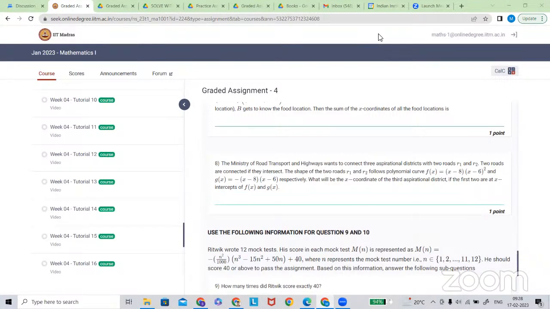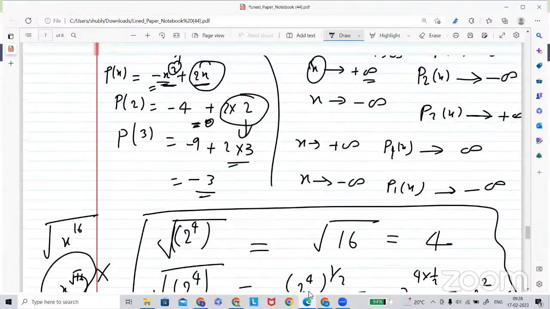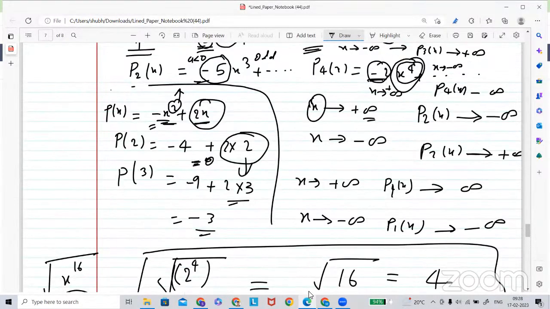Yeah, make your summary. Like what we discussed here, a small summary. This is one important thing, drawing the graph of the polynomial. This is very important. So make a small summary.